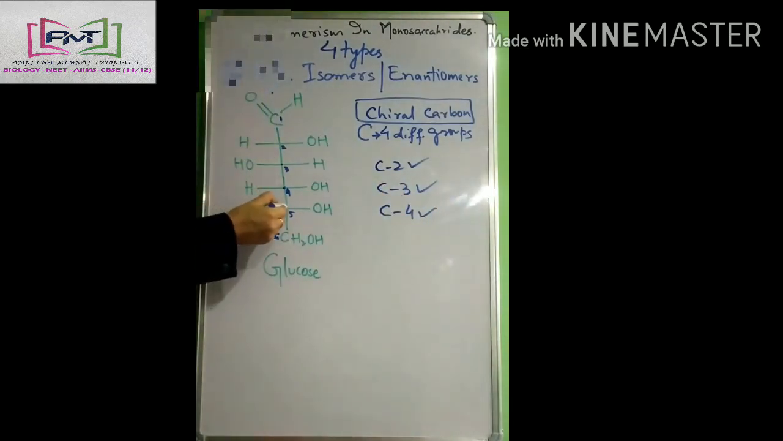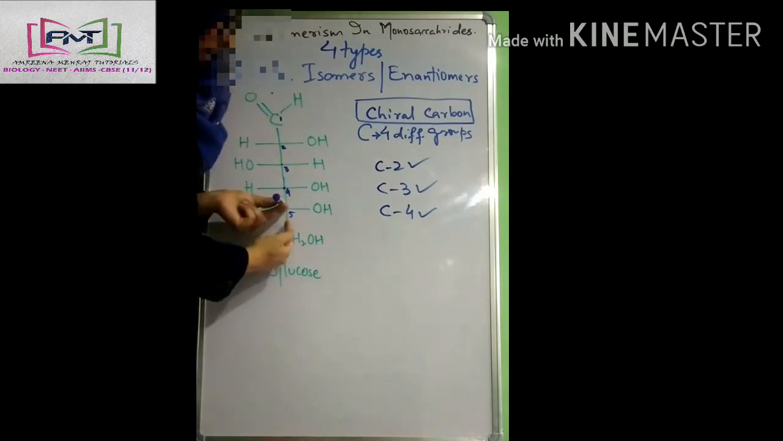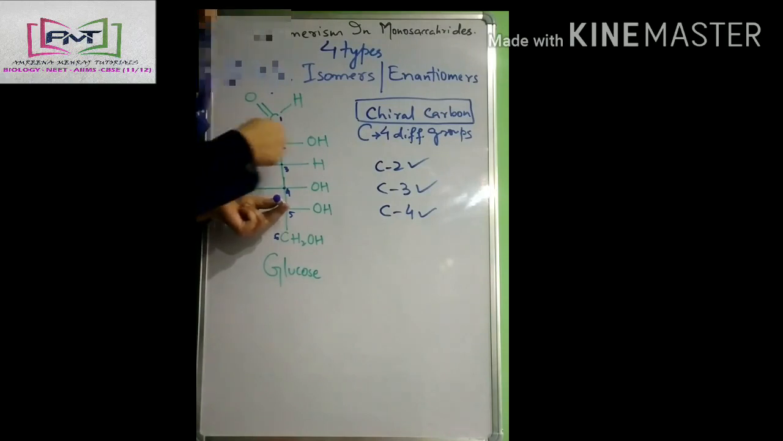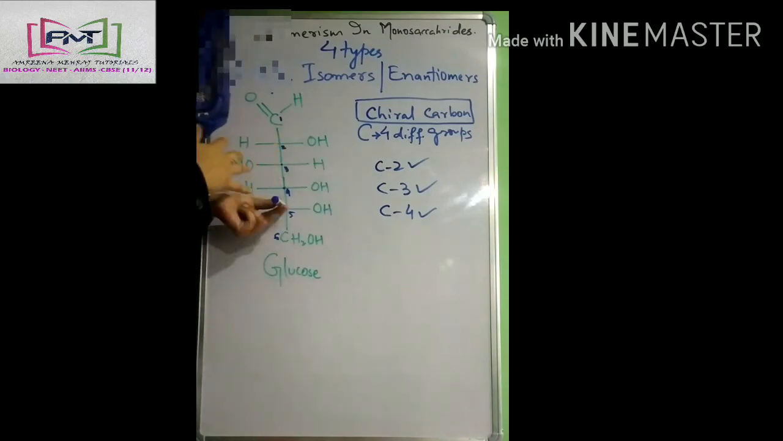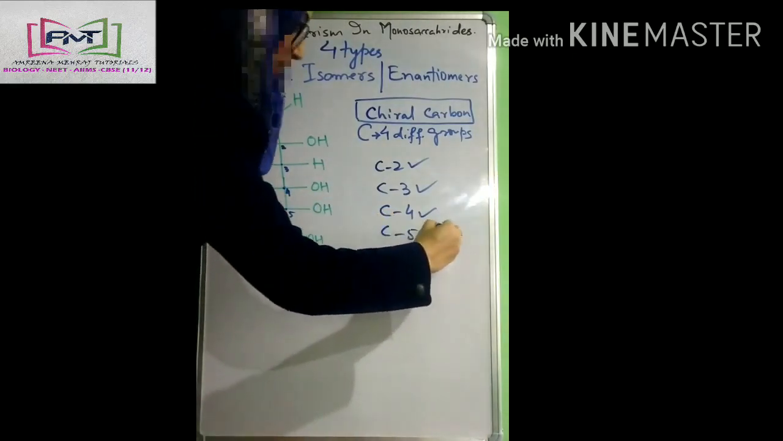Look at carbon number 5. I will place my pen now carefully. So on this side you have a chain of 1, 2, 3, 4 carbons. Here you have CH2OH on the other side. Here you have H. Here you have OH. 4 different groups. That means carbon number 5 is also chiral.